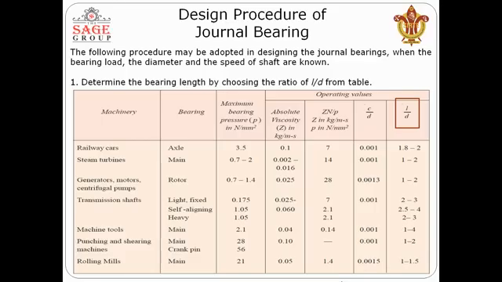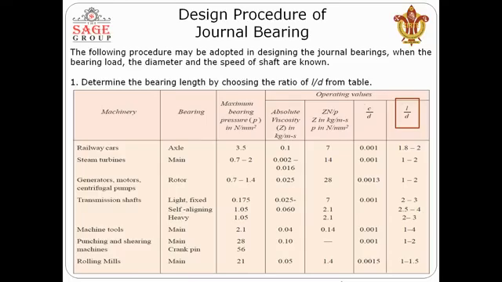The very first point is to determine the bearing length by choosing the L upon D ratio from the table. Earlier I told you that for designing a bearing we have to check certain values of ZN upon P, C upon D, pressure, and absolute viscosity. All these values are given in the design data book, and there is a table in the design data book which holds all these things. There is an image of that particular table. We have to identify our L upon D ratio from this table.